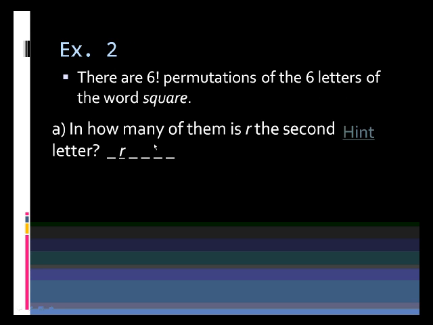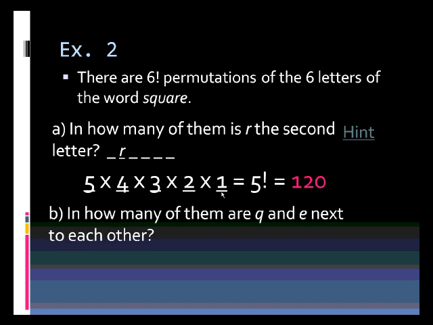How many other letters do we have to arrange? 5. And how many different ways can we arrange those 5 letters? 120, and we do that by doing 5 factorial. Okay? All right? Before we go on to the B, what if R was in the last spot?